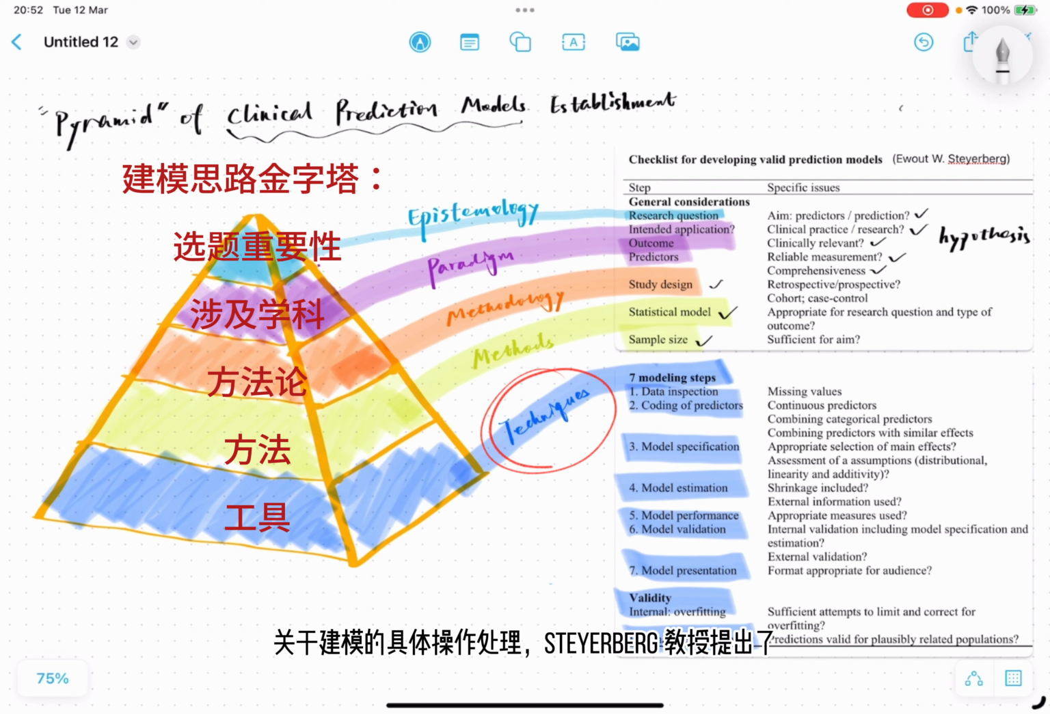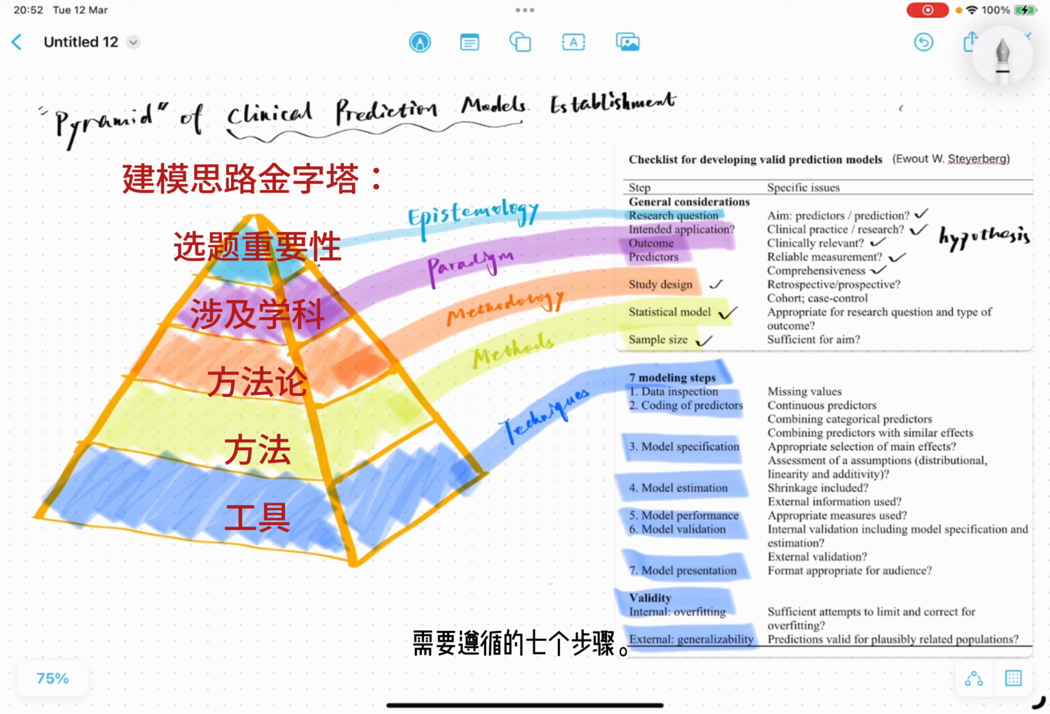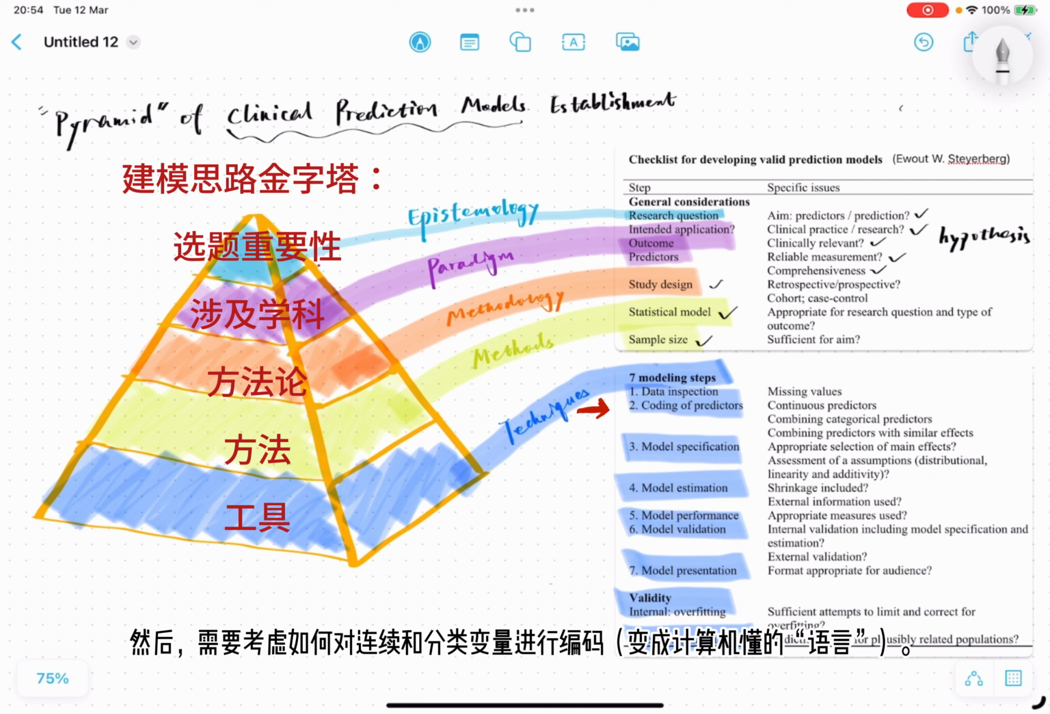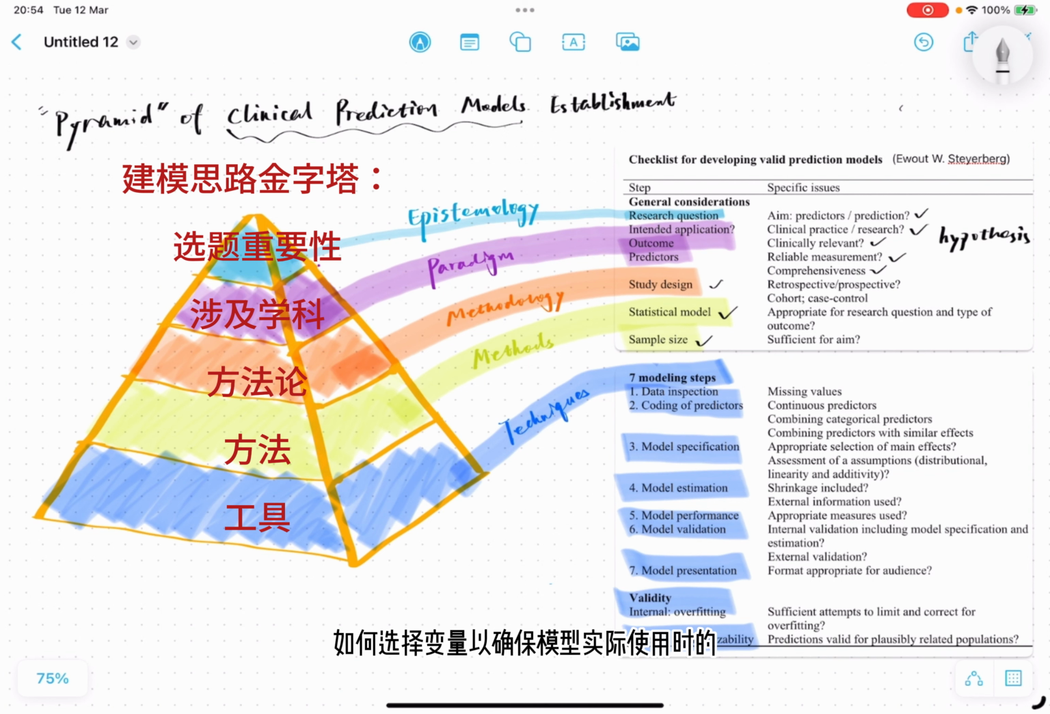Regarding the specific techniques, Professor Steyerberg also proposed 7 modeling steps. At this stage, each step requires specific tools. For example, the first step is data inspection. It includes dealing with missing values and data cleaning. Then you will need to consider how to code continuous and categorical predictors, and how to choose the variables to ensure the best feasibility and model effectiveness.